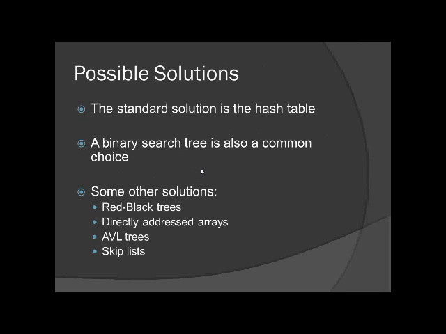Some possible solutions for the dictionary data structure are below. The standard solution is the hash table. Another common and easily implemented solution is the binary search tree. Some other possible solutions include red-black trees, directly addressed arrays, AVL trees, and skip lists.